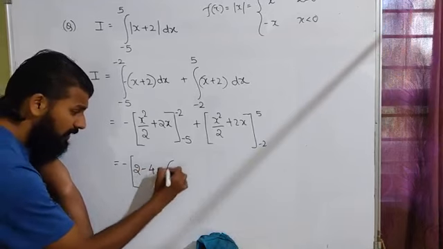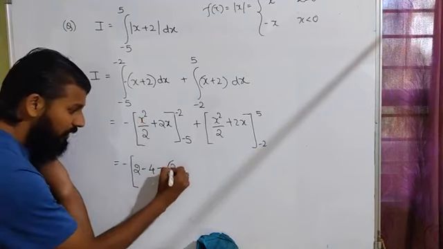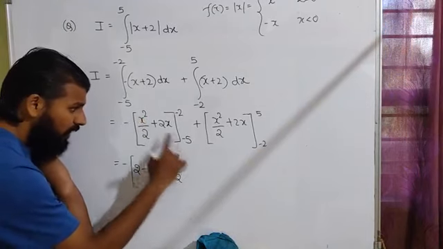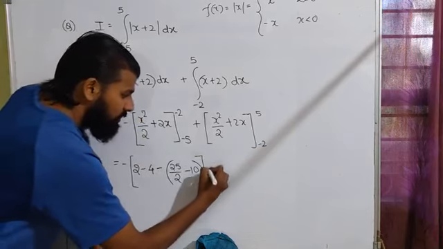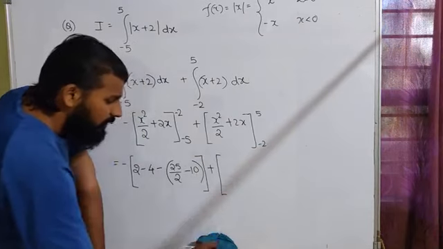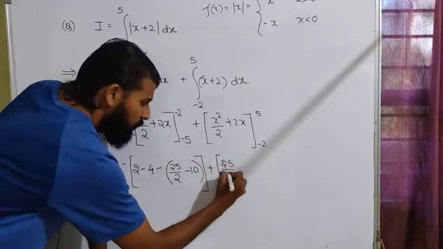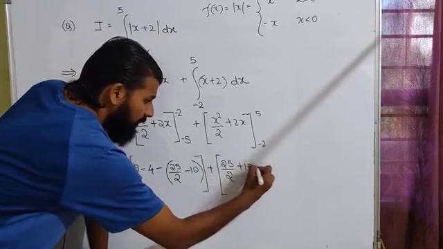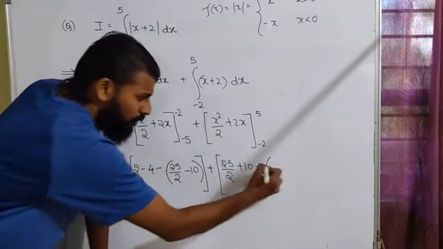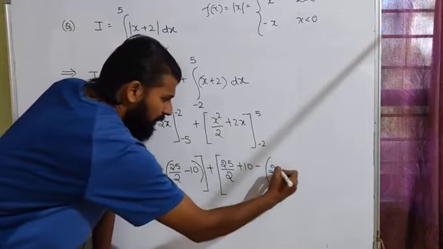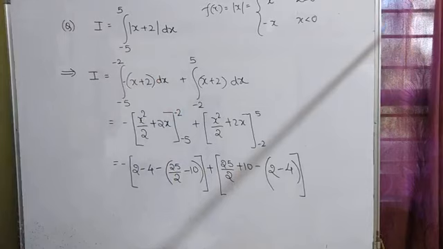Let me write the minus sign, lower limit. Minus 5 square will be 25, so this will be 25 by 2, and this will be minus 10, my dear friends. So let's apply the upper limit here. The upper limit is 5, so 5 square will be 25 by 2 plus 10, minus the lower limit, minus 2 square is 4, 4 by 2 will be 2. So this will be minus 4. 2 2s are 4, right?